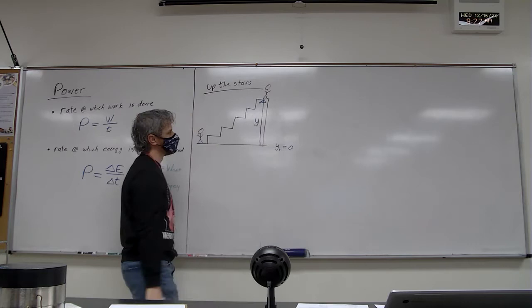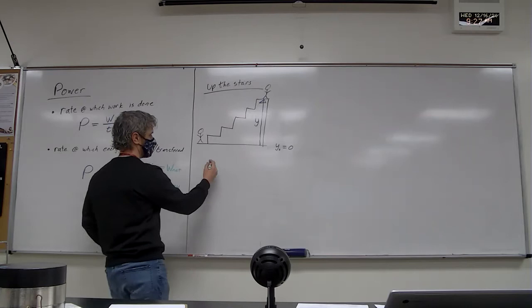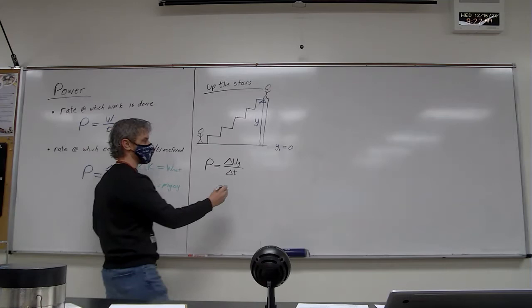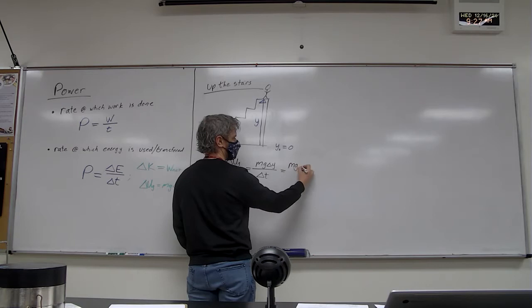And so I know that change in energy is mg delta y. So if I want to know the power output of my legs as they're providing the force necessary for me to move up, I would just say the power is going to be the change in potential energy over the time interval. And change in potential energy is just mg delta y, over the time interval. And of course, if y naught is zero, this is literally just mg times y. Or if you like thinking in terms of mg times height, that's fine as well.